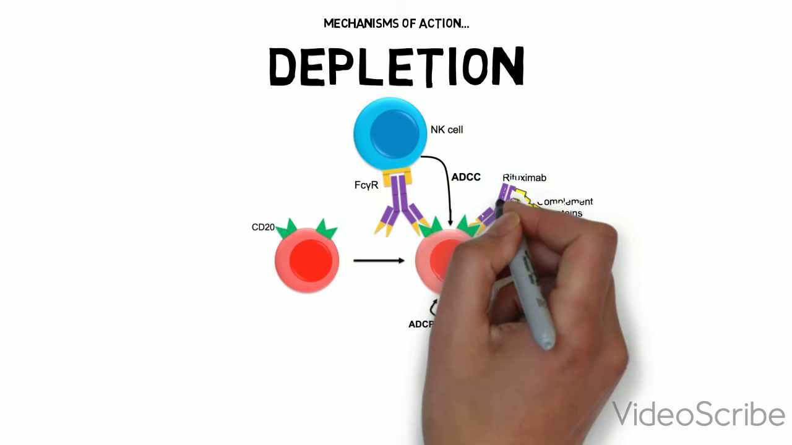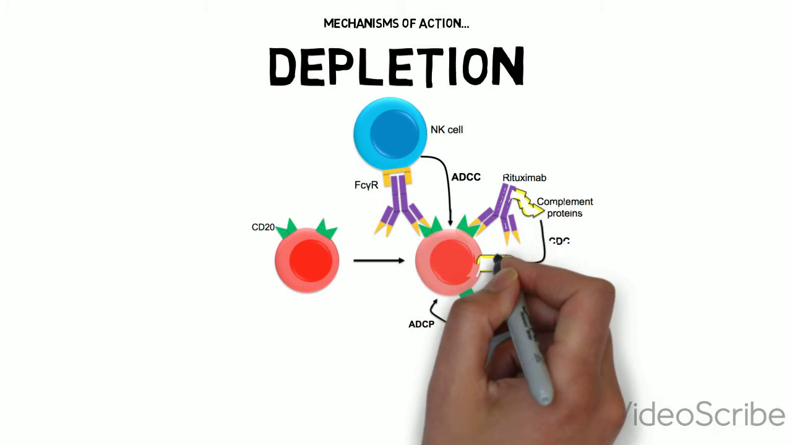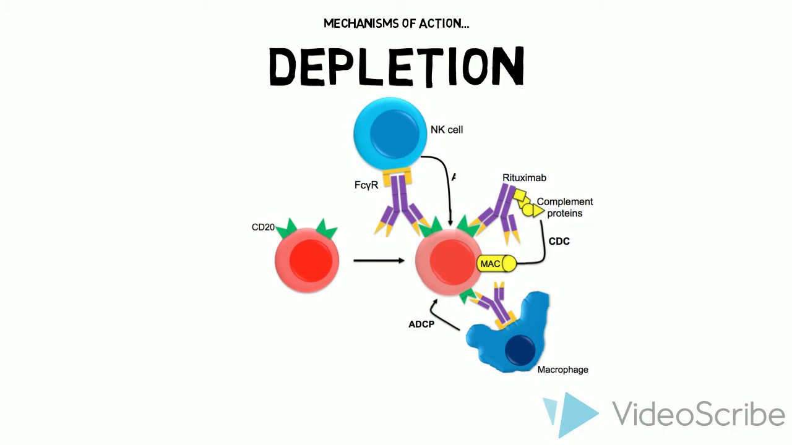Complement-dependent cytotoxicity involves complement protein recognition of the antibody and subsequent cell lysis through formation of a membrane attack complex. Rituximab works by this mechanism and is used in cancer and autoimmune disease therapy as it depletes B cells.